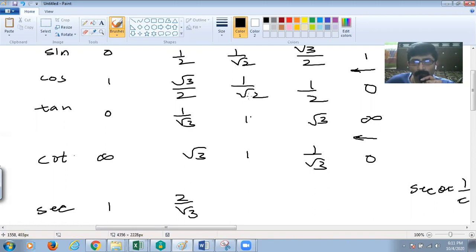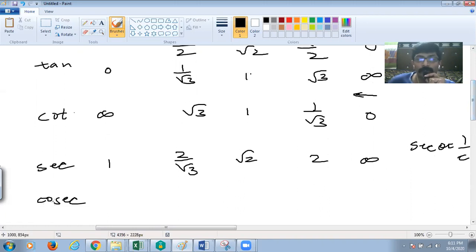1/√2 का reciprocal क्या हो जाएगा बच्चों? Because sec is reciprocal of cos. सो 1/√2 का रेसिप्रोकल हो जाएगा √2. देखो बच्चों, 1/2 का रेसिप्रोकल क्या हो जाएगा? 2. 0 का रेसिप्रोकल क्या हो जाएगा? सिंपल, it's infinite, it's not defined. So you can remember like this way.